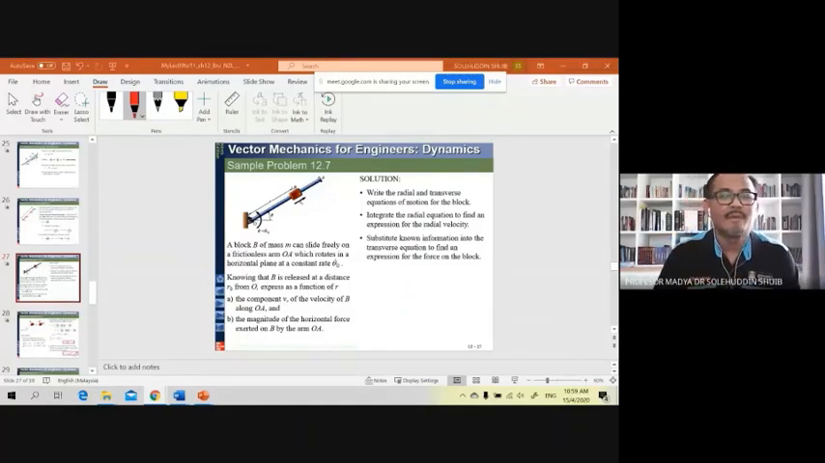So you have a block, mainly frictionless. Look at the keyword: frictionless arm OA, which rotates in a horizontal plane at a constant rate theta dot. Okay, theta dot, right? So it rotates. Imagine this one.